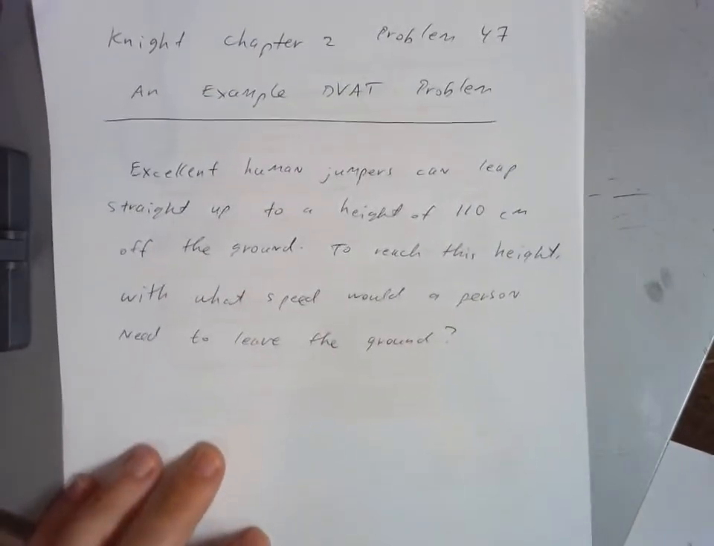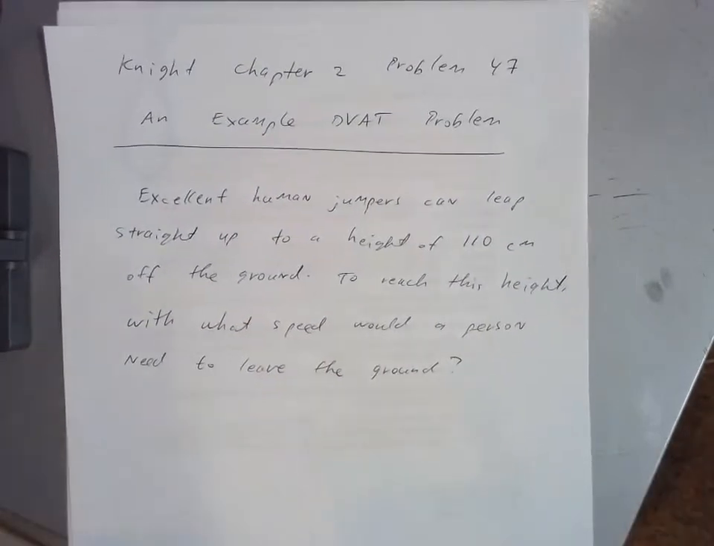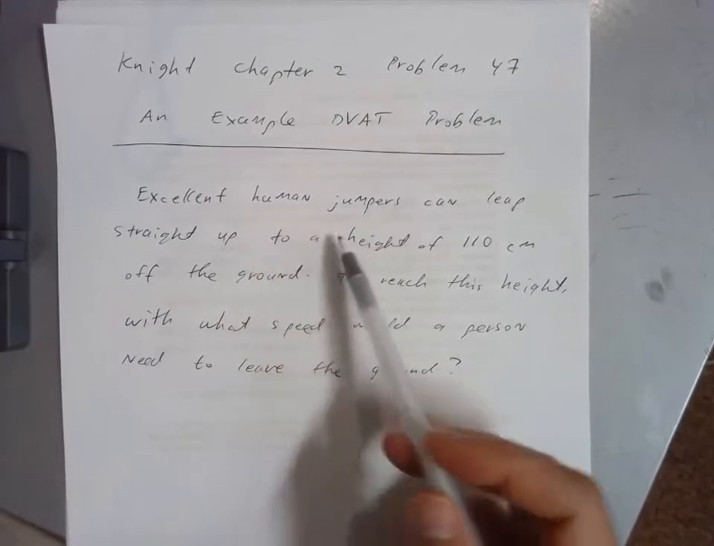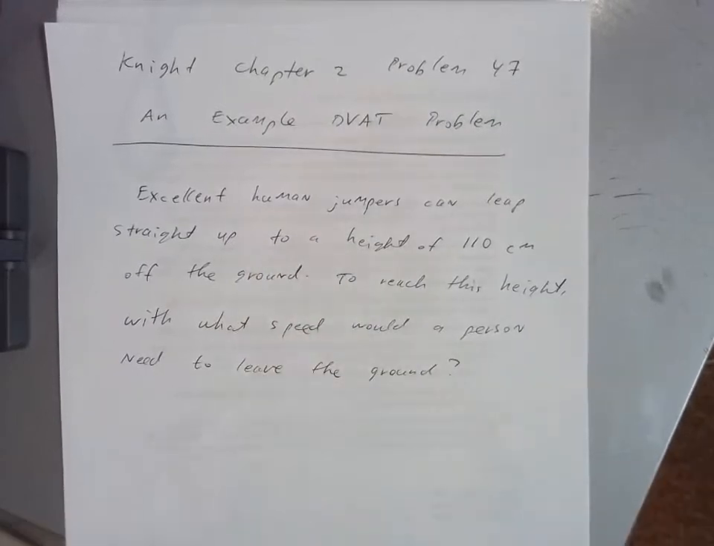So the problem we're going to do is from the Knight textbook. It is Chapter 2, Problem 47. And the problem reads, excellent human jumpers can leap straight up to a height of 110 centimeters off the ground. To reach this height, with what speed would a person need to leave the ground?